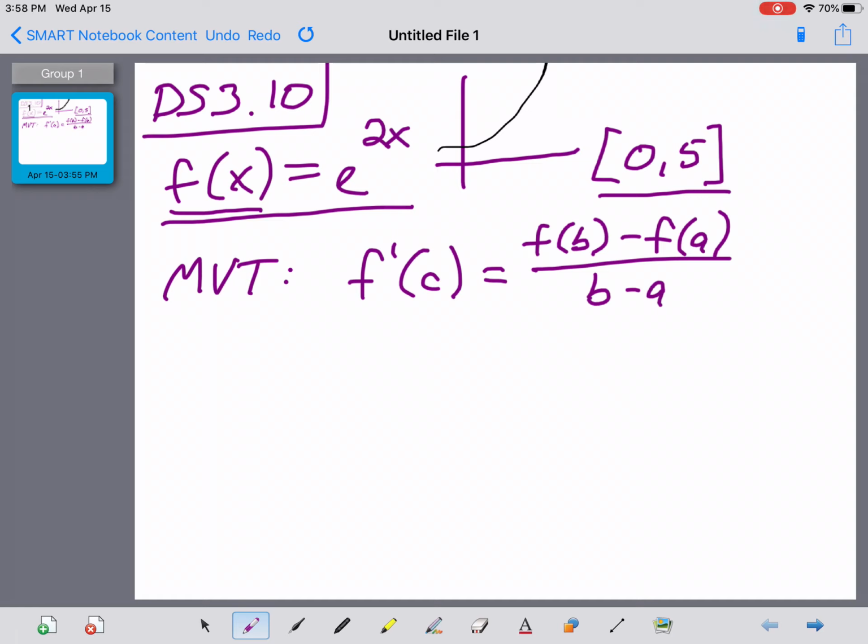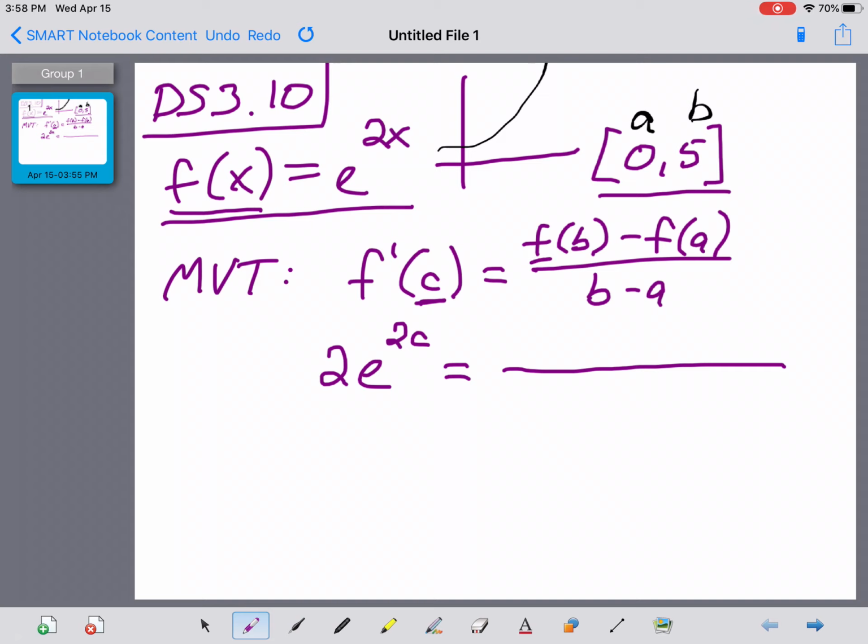The derivative of e to any power is going to be the same base, e, to the same power, 2x, multiplied by the derivative of that exponent. Well, the derivative of 2x is going to put a 2 out in front, and the exponent would stay at 2x, except we're supposed to evaluate this now when x is equal to c. So we're going to get 2e to the 2c is equal to, and now let's play around with the right-hand side, knowing that our a value is going to be 0 and our b value is going to be 5.